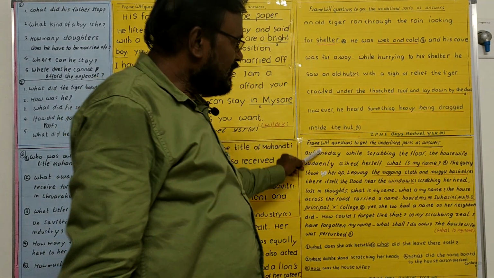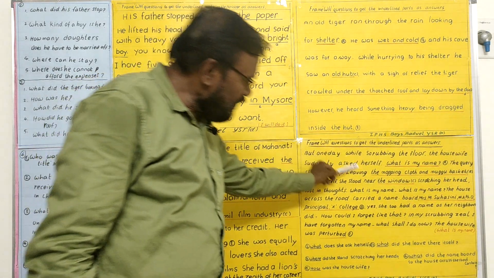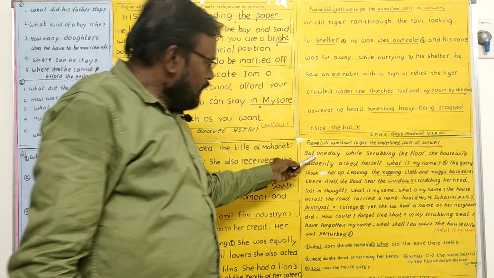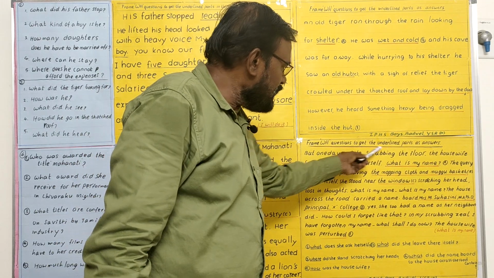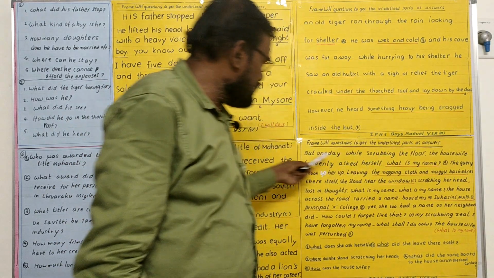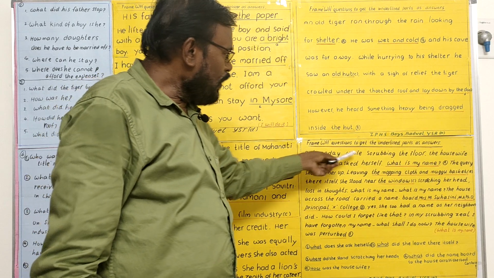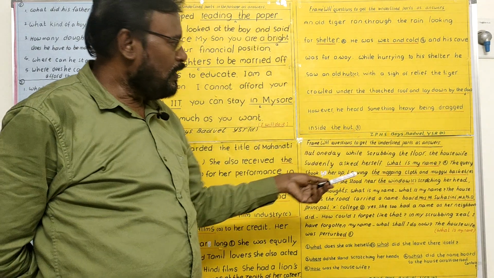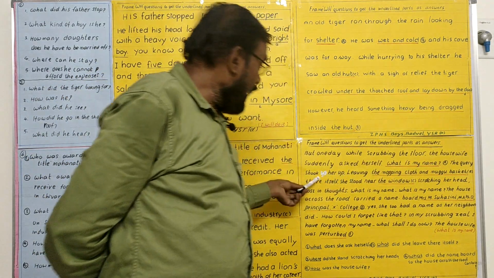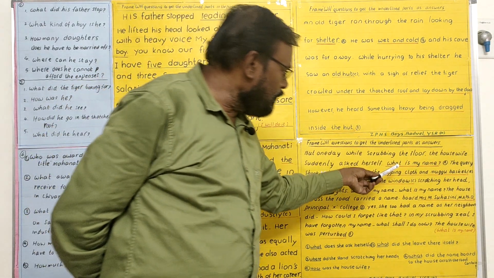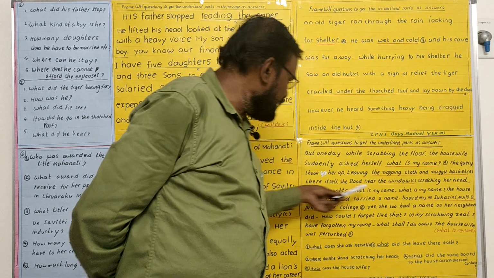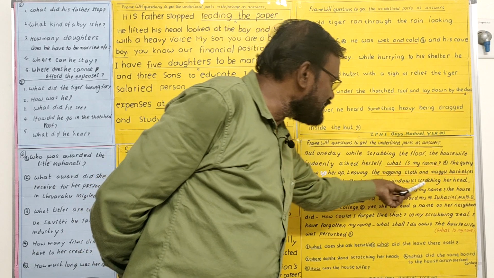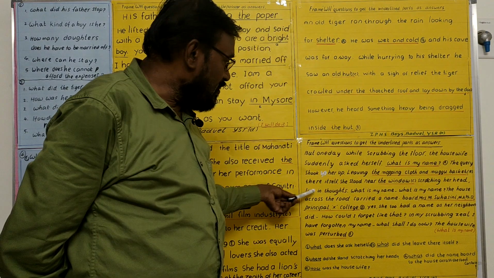And here another paragraph, it is from the third lesson. What is my name? Here, see, I have written the answers also. Frame WH questions to get the underlined parts as answers. One day while scrubbing the floor, the housewife suddenly asked herself, "What is my name?" The fairy shook her up, leaving the mopping cloth and the muggu basket there itself. She stood near the window, scratching her head, lost in thoughts.